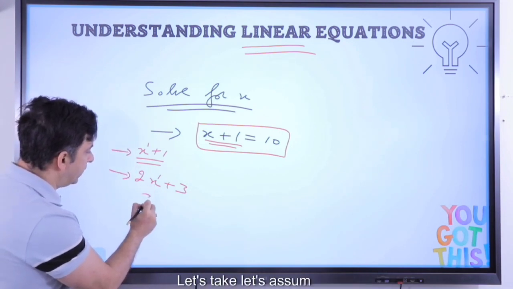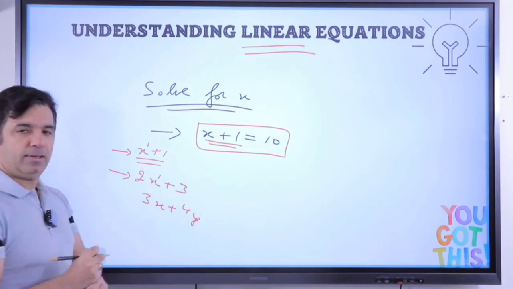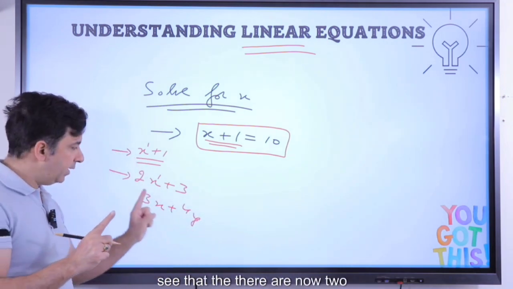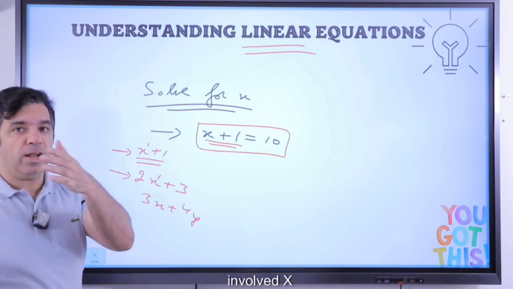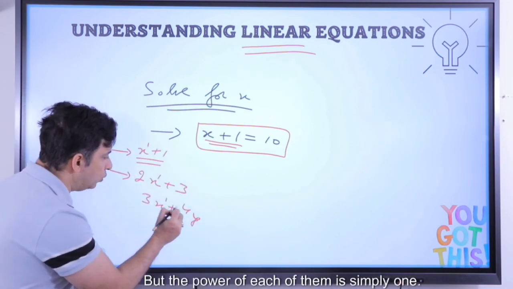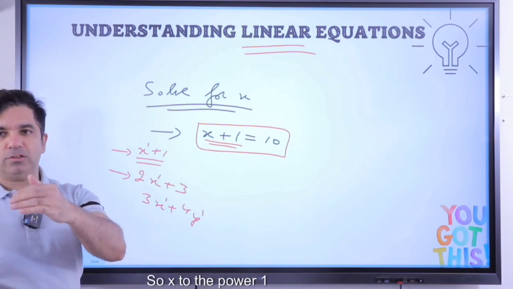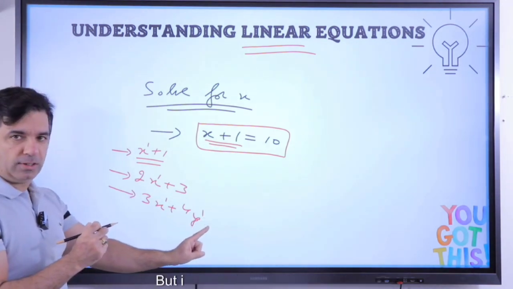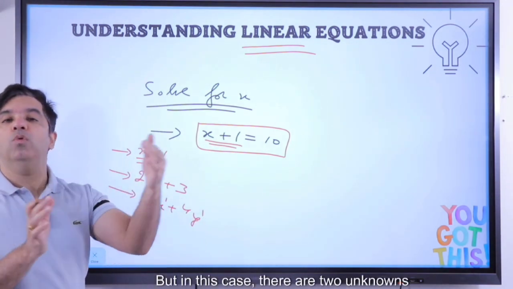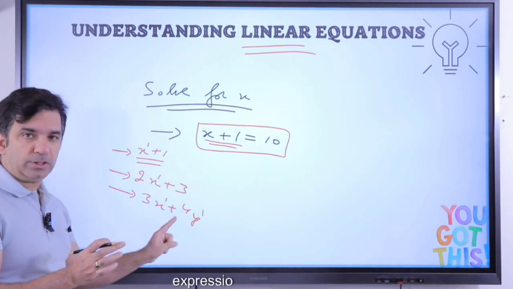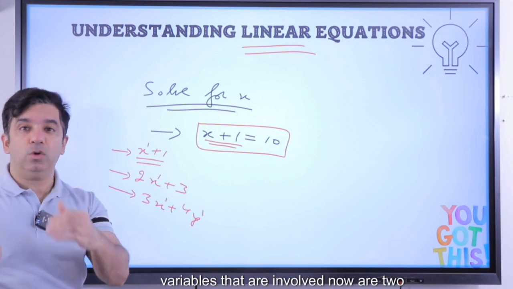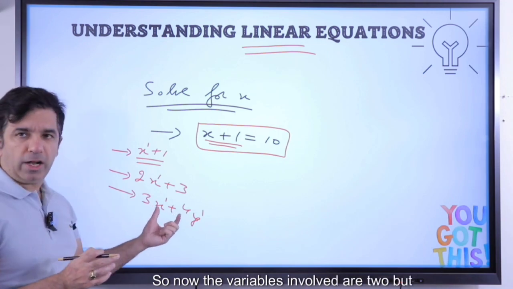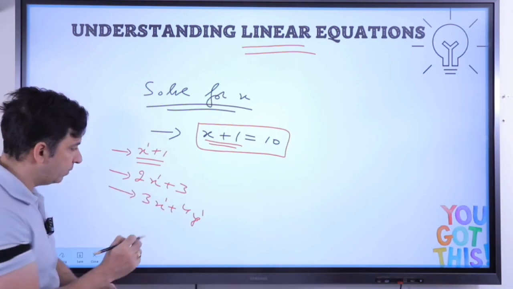Let's take one more example. Let's assume 3x plus 4y. In this case also, can we see that there are now two variables involved, x and y, but the power of each of them is simply 1. So x to the power 1 and y also to the power 1. Even this is a linear expression, but in this case there are two unknowns involved. The number of variables involved now are 2 instead of 1, as in the earlier cases. So now the variables involved are 2, but even this is a linear expression.